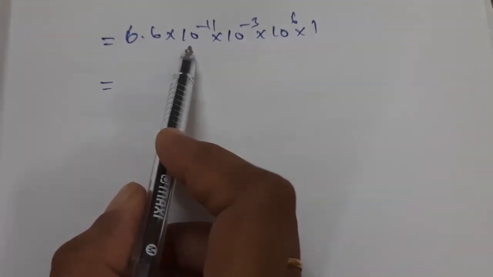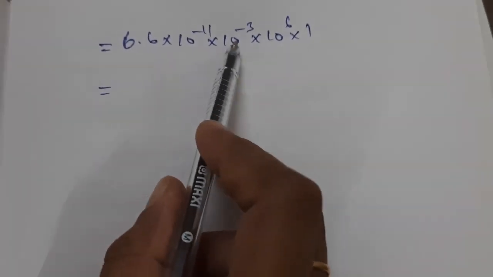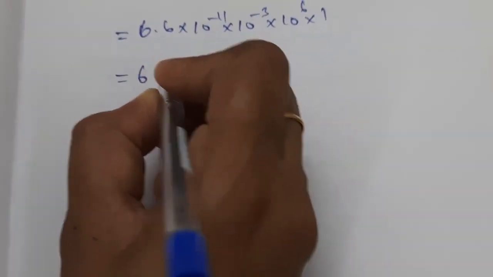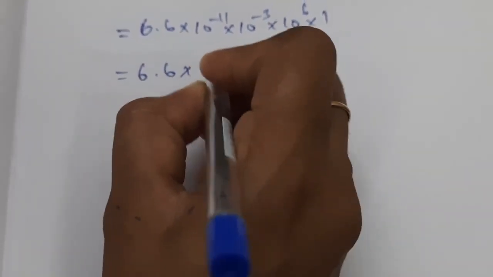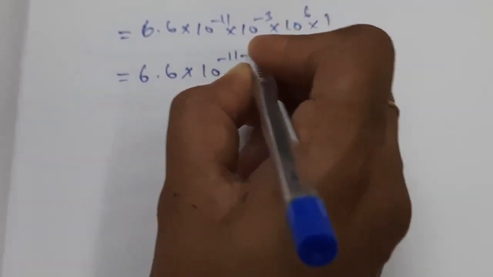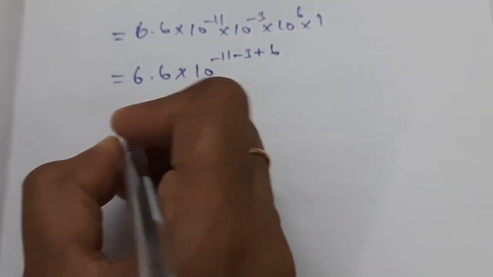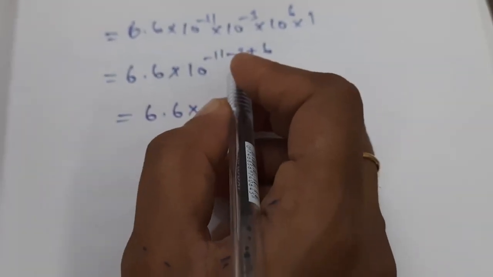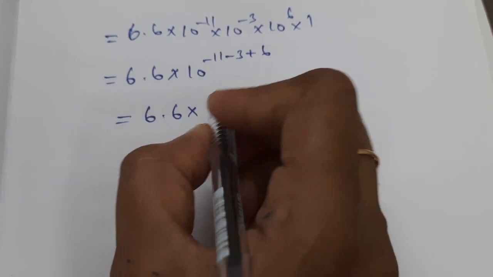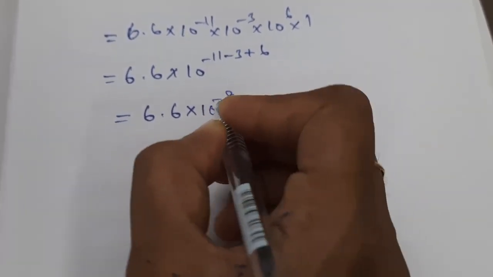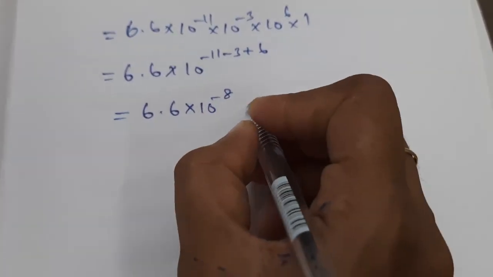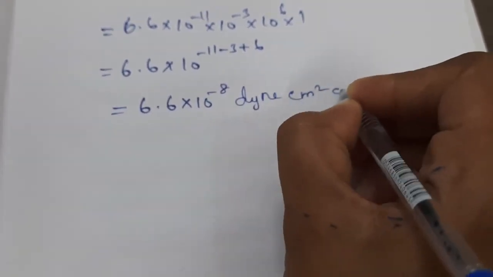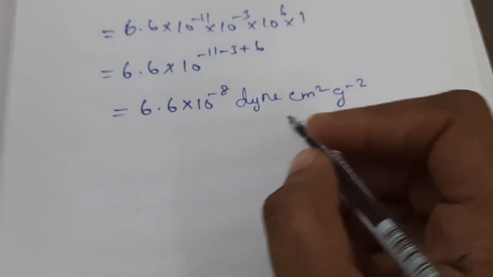6.6 into 10 power minus 11 into 10 power minus 3 into 10 power 6 into 1. So simplify this. 6.6 into 10 power minus 11 minus 3 plus 6. It becomes 6.6 into 10 power minus 14 plus 6. So it is minus 8. And the unit is dyne centimeter square g raised to minus 2.